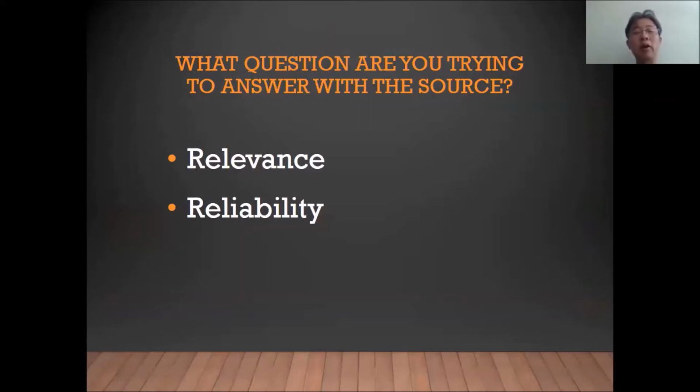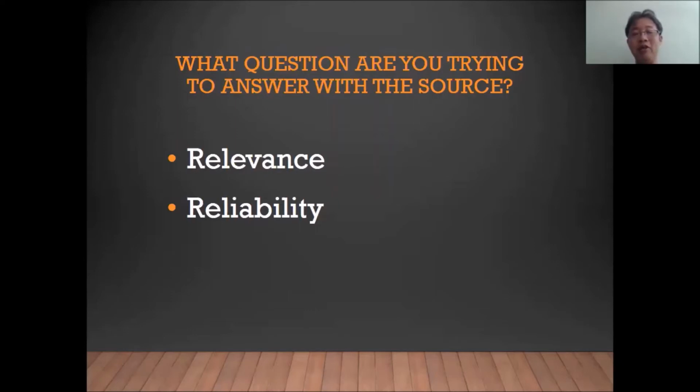Once you are clear about what the question is and what you're trying to do with the source, then the next thing that you ask yourself is, which are the relevant parts? So the source must always, always, always be relevant to the question.